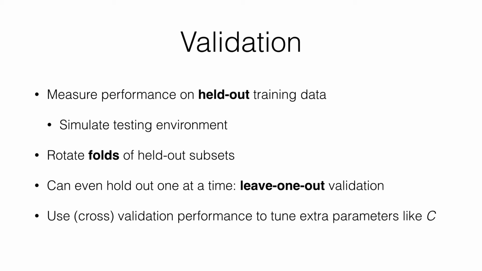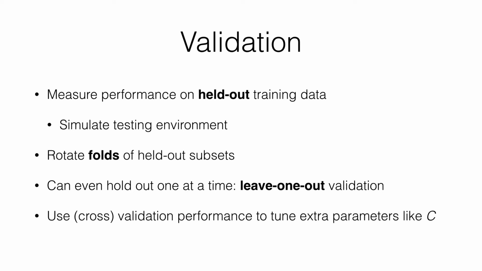The idea is that we want to measure our performance on held out training data, which simulates the testing environment. And then we have different approaches for how we do this, but the overall goal is that this allows us to tune extra parameters like C that we don't want to overfit. We don't want to tune C to our training data, right? If we do that, then there's no point of C at all. Then we're just going to overfit for sure. But if C is a trade-off parameter, some sort of parameter that prevents overfitting, then we want to tune that on held out data.